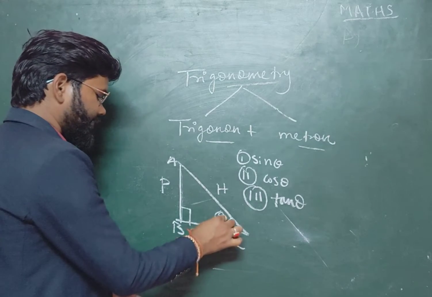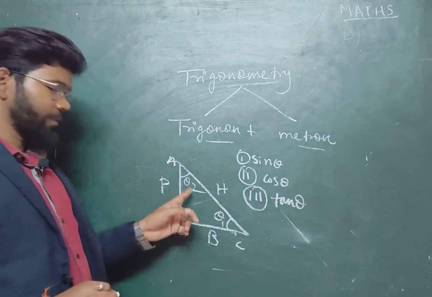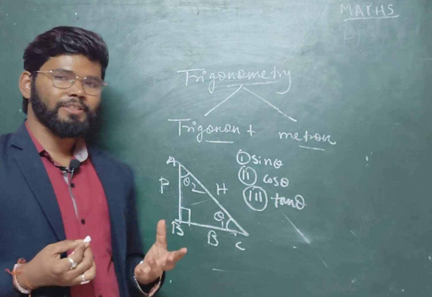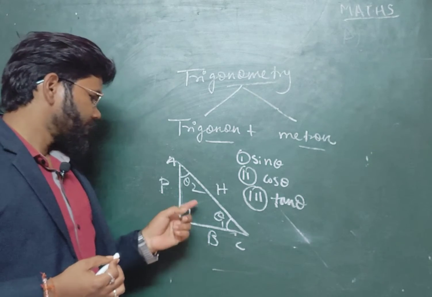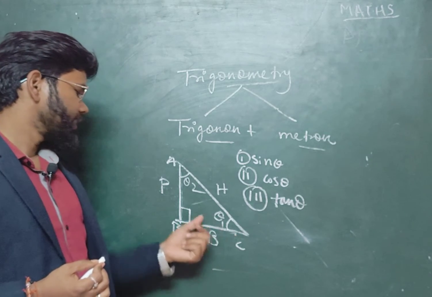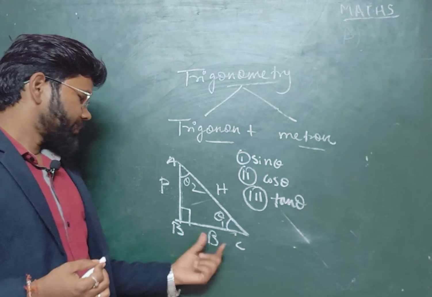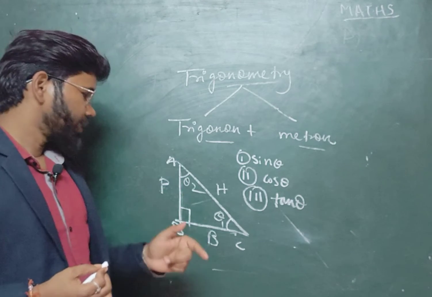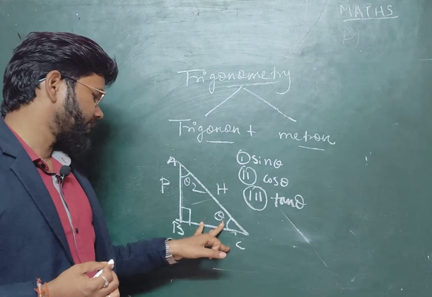Suppose here it is theta 1, and at angle A it is theta 2. When we take theta 2, the side opposite theta 2 is BC. So with respect to theta 2, the perpendicular is BC, the hypotenuse is fixed as AC, and the rest side AB is termed the base. That is in the case of theta 2, but here I am considering angle theta.